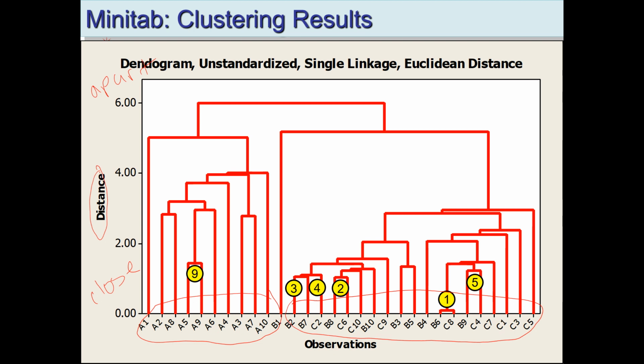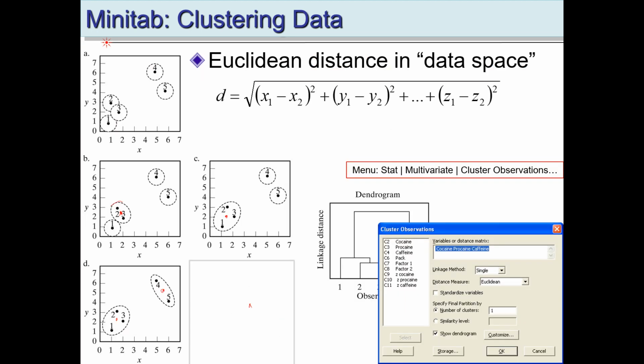Yes? Can you explain the clustering data again? Like, I still don't understand why you found the point in between on top. Okay, so if you'll notice here, B6 and C8 have this little low bar here. That, if you come across here, is the actual distance between those 2 points using this formula at the top. Only instead of X, Y, and Z, it's the cocaine concentration, procaine concentration, and the caffeine concentration for each of those data points.